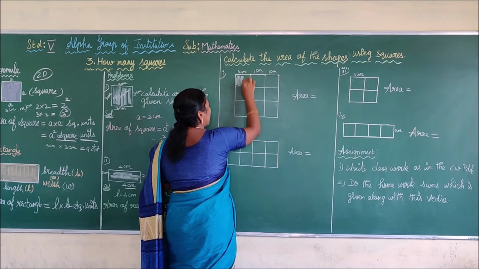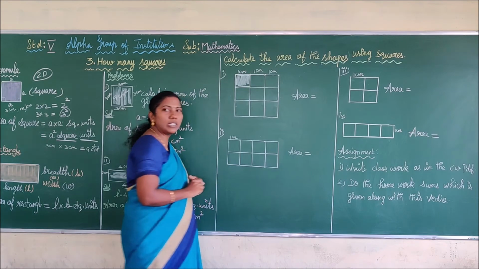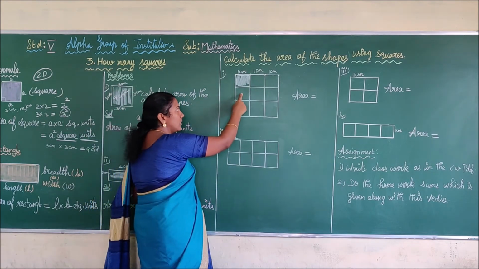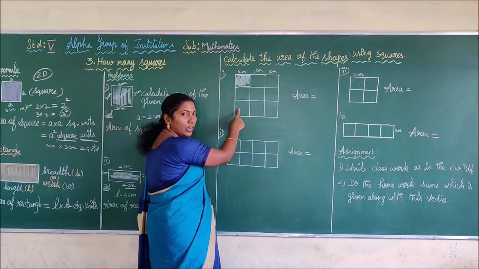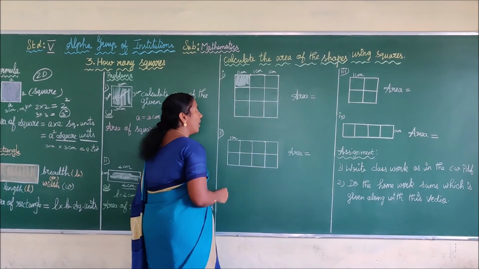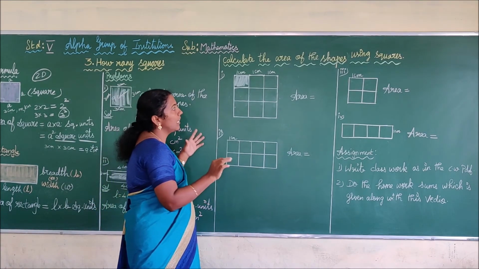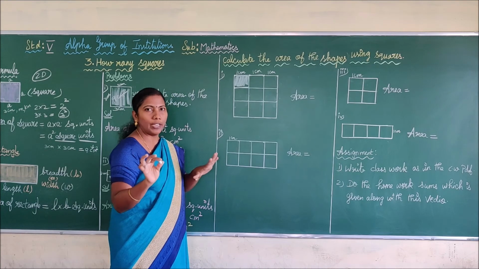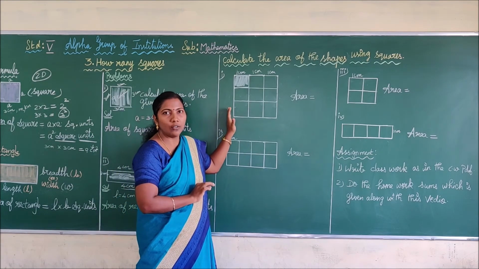So what is this shape? This is the square, with side 1 centimeter. This is also a square of side 1 centimeter. This is also a square of side 1 centimeter. That is, every square in this diagram has the side 1 centimeter. Thus, we have split the given shape into squares. Okay, I understand, children. Now we are going to calculate the area of this shape.